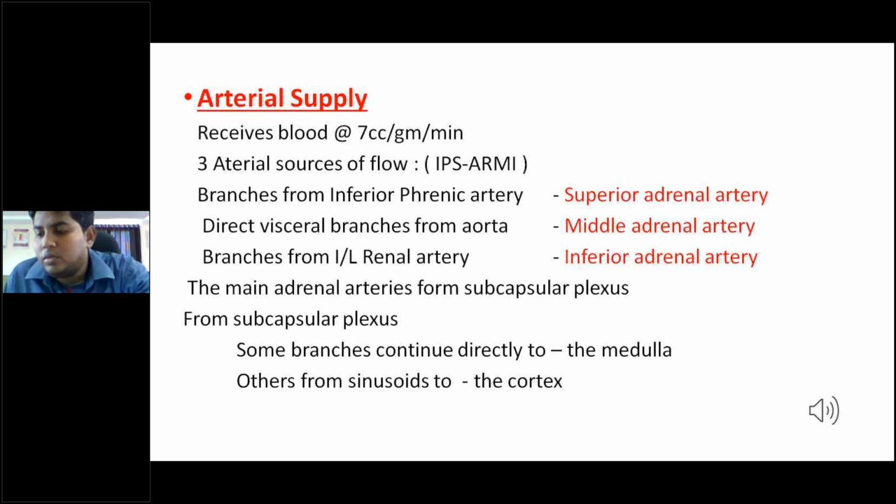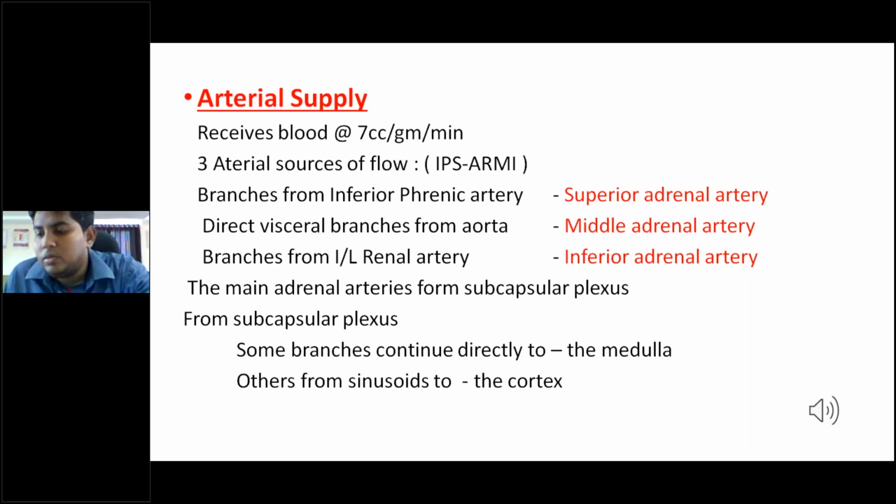So the arterial supply is roughly about 7 cc per gram per minute. The blood supply is from 3 arteries: the superior, middle, and inferior adrenal arteries, which are the corresponding branches. The superior adrenal artery arises from the inferior phrenic artery. Superior, it's the diaphragm, you can remember it like that. And the middle adrenal artery, which is the most important, arises directly from the abdominal aorta. And inferiorly, it arises from the ipsilateral renal artery. So 3 arteries supply the gland.